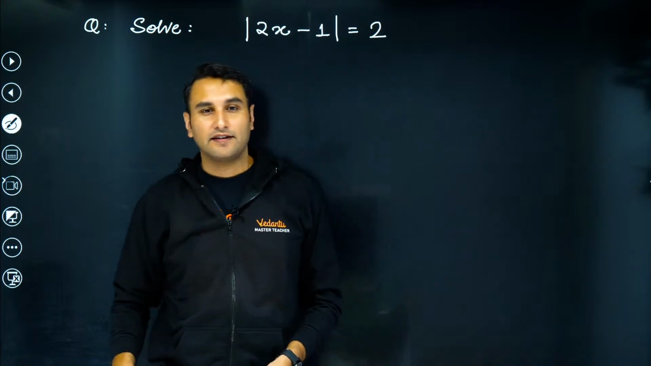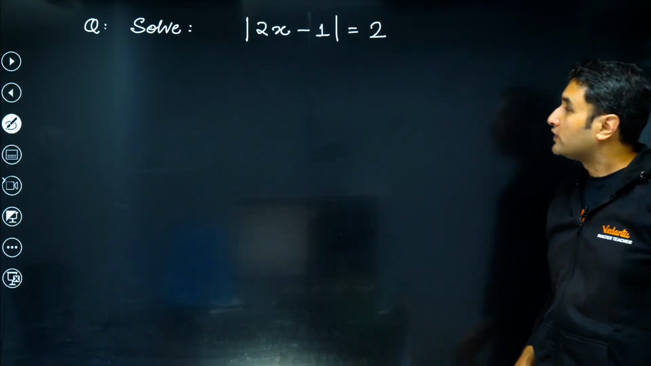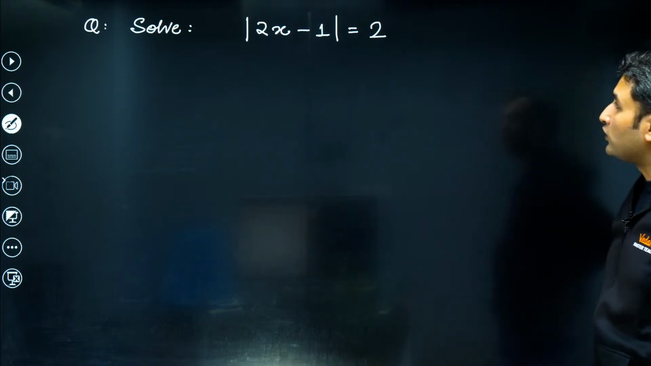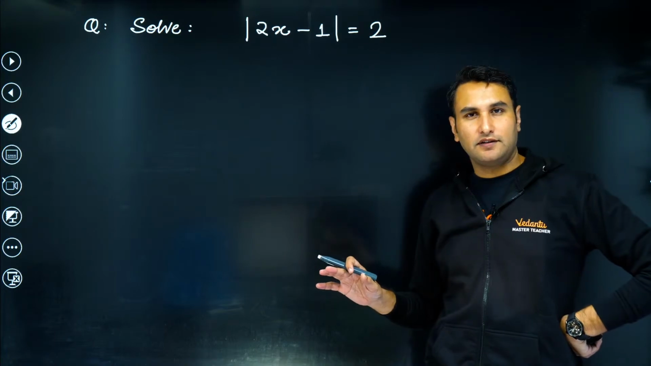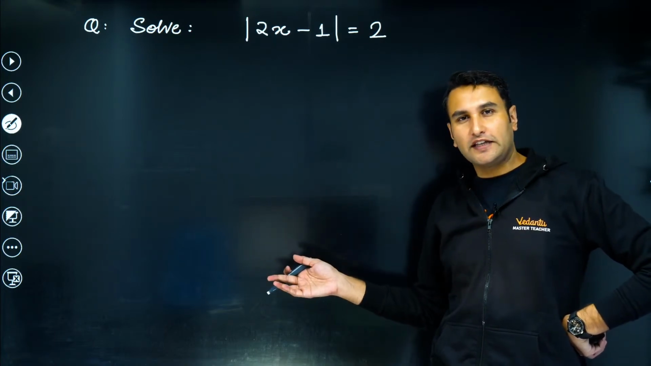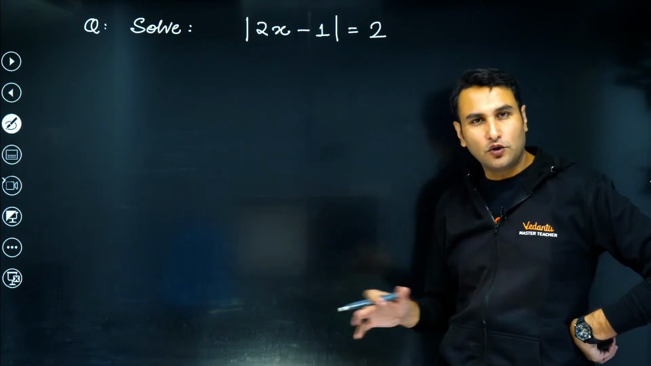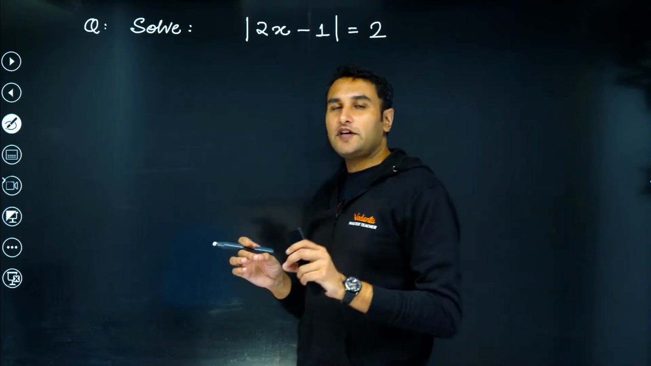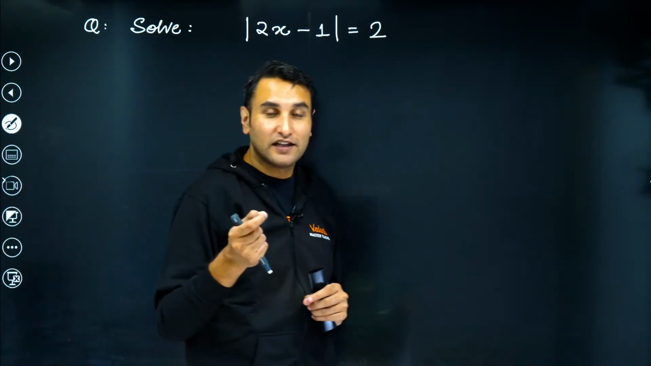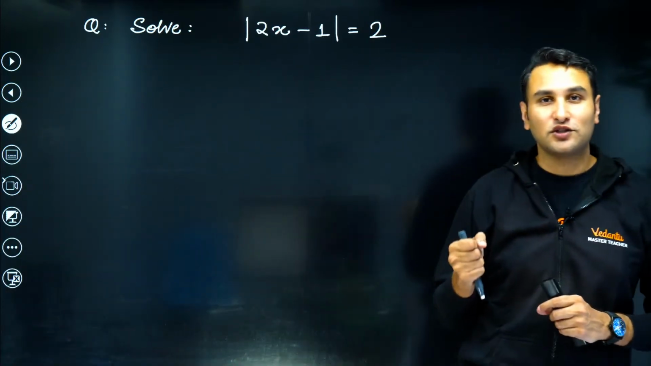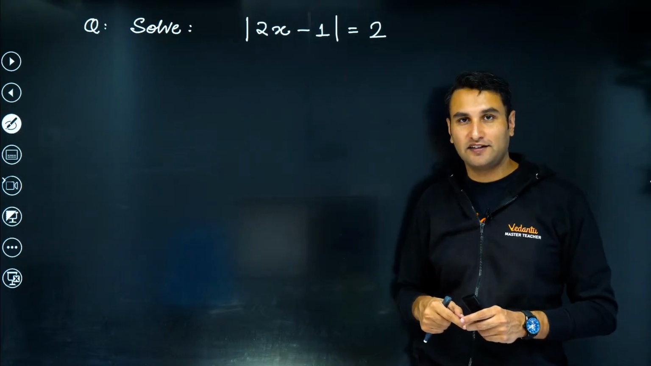Now, modulus of 2x minus 1 is equal to 2. What to do? Simple. Will we plot the graph again and again? Will we redefine the function again and again for such simple problems? No. Where we can operate with a needle, we don't run behind it with a sword. Where a needle can do the job, we don't run with a sword, okay?